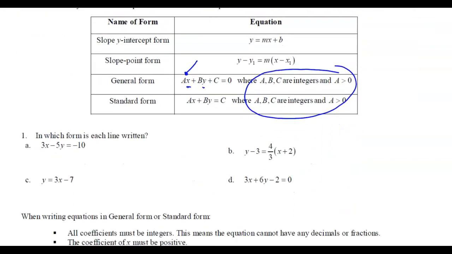So take a look. In which form is each line written? So here I've got the x term, then the y term, equal sign, constant term. Okay, they're all integers. The x term is positive. So that would be this form because it's not 0 on the right side. So that's standard form.